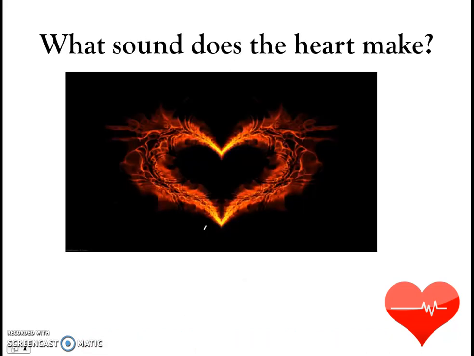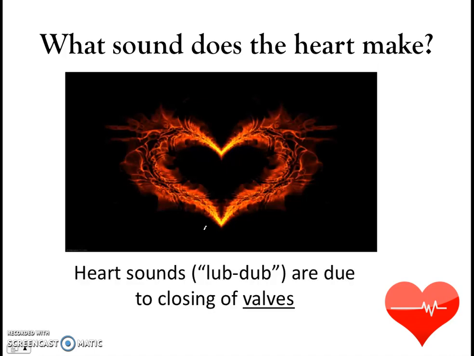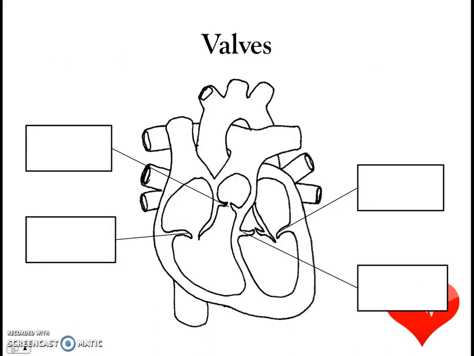Okay, we're going to end off this video by looking at one more structure in the heart. But before going there, what sound does the heart make? Lub dub. And it turns out that this sound that the heart makes is actually due to the closing of valves in the heart. Now we've already seen valves and we saw that valves are found in veins, right? Now in the heart there are also valves. So let's see where they are and how they turned out to make this lub dub sound.